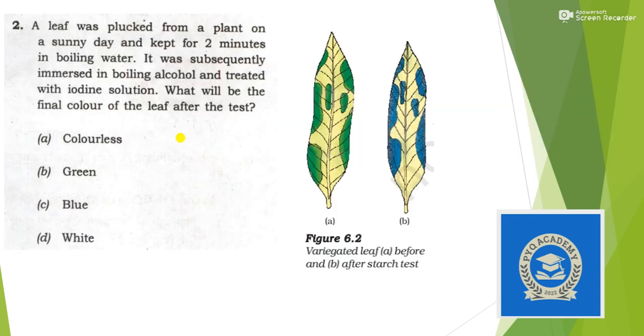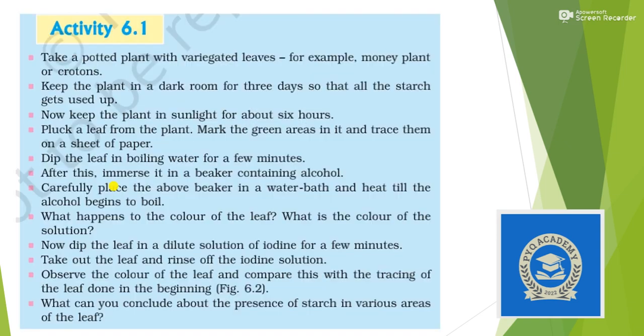So next question: a leaf was plucked from a plant on a sunny day and kept for 2 minutes in boiling water. It was subsequently immersed in boiling alcohol and treated with iodine solution. What will be the final color of the leaf after the test? This question was tough because you will not find a direct reference. There is an experiment given in chapter 6 of class 10, the same chapter from which the last question was picked.